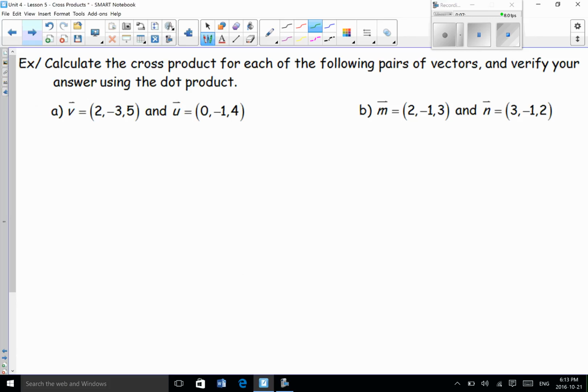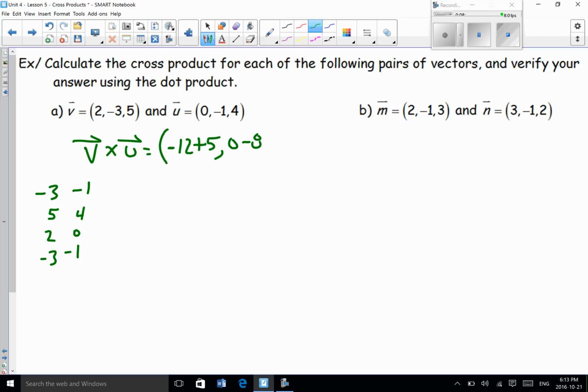Okay, v cross u. Okay, using the crisscross method. Negative 3, 5, 2, negative 3, negative 1, 4, 0, negative 1. We would get negative 12 minus negative 5, so plus 5. We would get 0 minus 8. We would get negative 2 minus 0. In other words, negative 5, negative 8, negative 2.